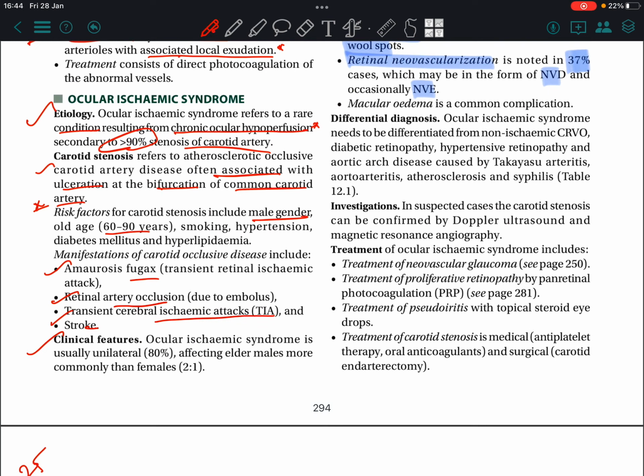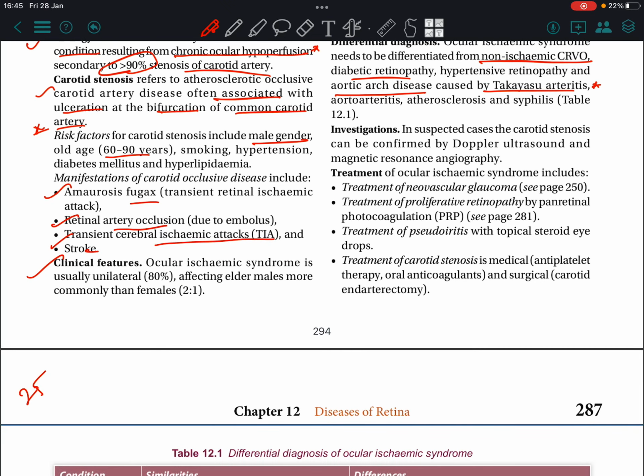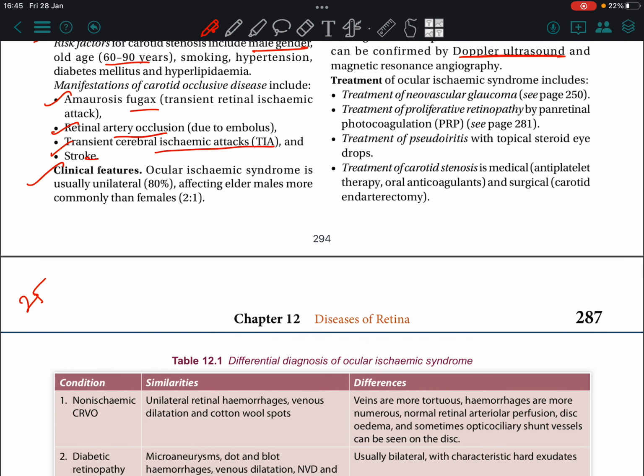Ocular ischemic syndrome needs to be differentiated from non-ischemic CRVO, diabetic retinopathy, hypertensive retinopathy, and aortic arch disease caused by Takayasu arteritis, aortoarteritis, atherosclerosis, syphilis, etc. Investigation: Doppler ultrasound, magnetic resonance angiography.